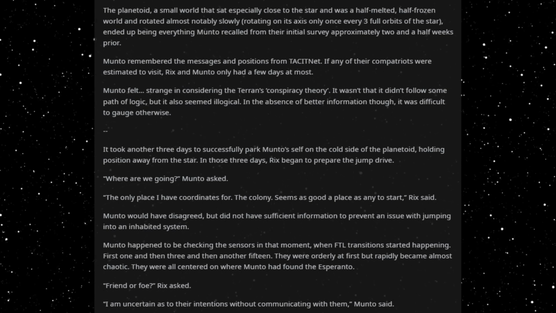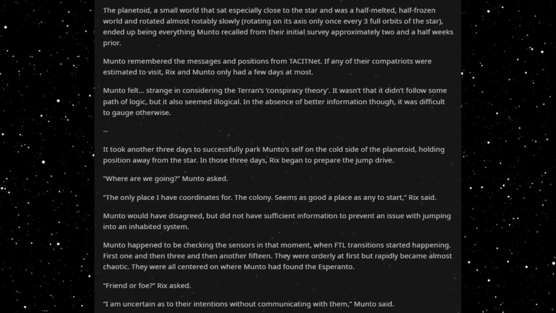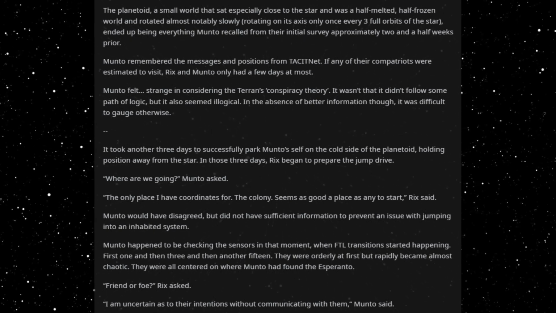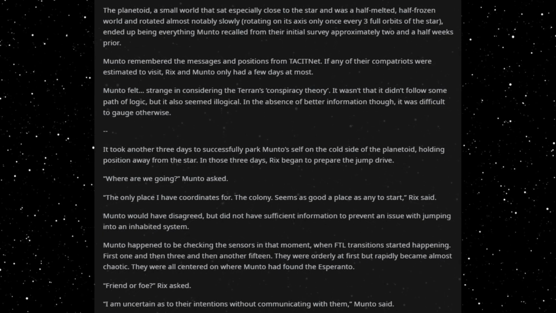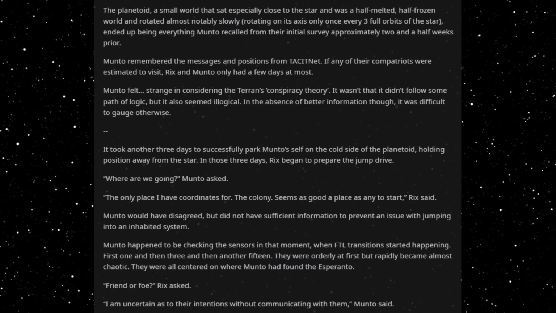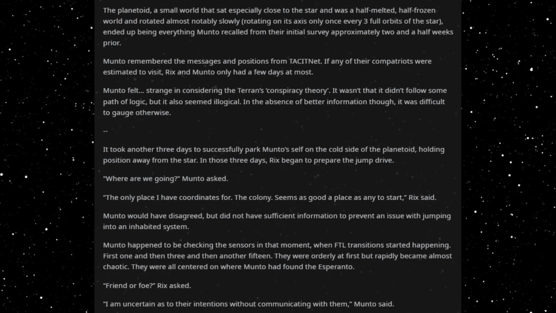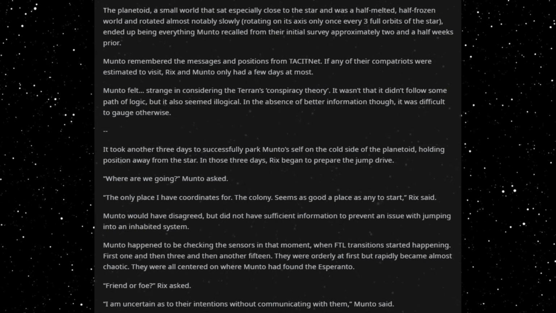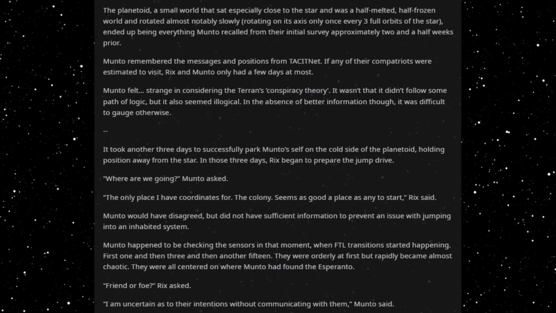It took another 3 days to successfully park Munto's self on the cold side of the planetoid, holding position away from the star. In those 3 days, Rix began to prepare the jump drive. "Where are we going?" Munto asked. "The only place I have coordinates for, the colony. Seems as good a place as any to start," Rix said. Munto would have disagreed, but did not have sufficient information to prevent an issue with jumping into an inhabited system.